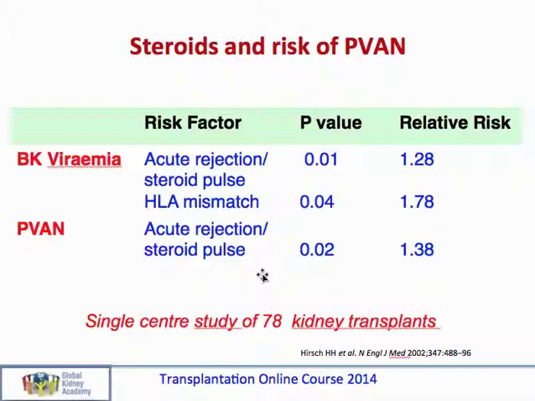So let's look at some of the data around steroids. This was early data, a single centre study looking at 78 kidney transplant patients. If you look at the risk factors for BK viremia and for established nephropathy, steroids and acute rejection were significantly associated with the two, presumably because a steroid pulse again encourages viral replication.